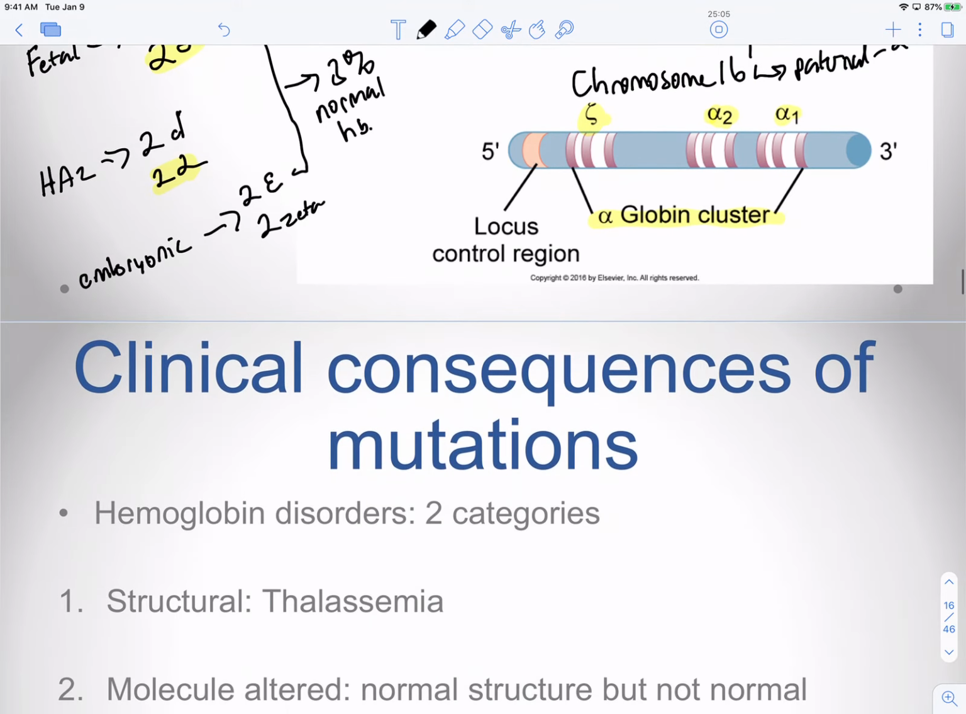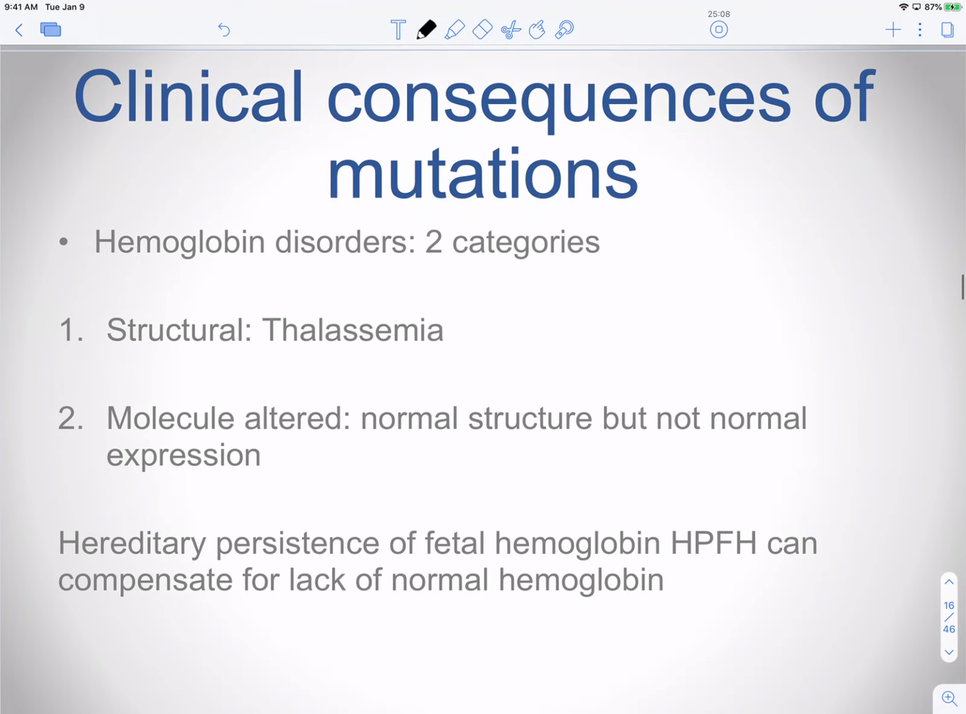Okay, so hemoglobin disorders have different categories. We have our alpha thalassemias and our beta thalassemias, and the thalassemias are a structural deficiency or defect. And so you can have alpha thalassemia or you can have beta thalassemia.